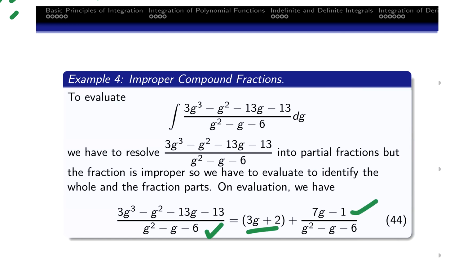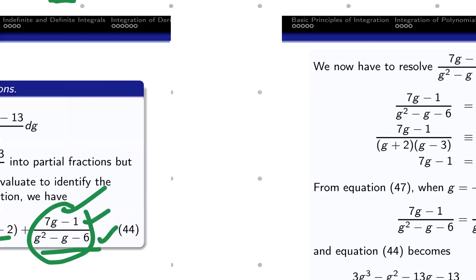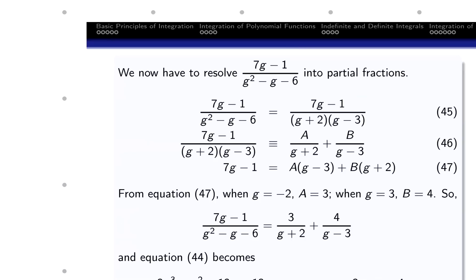So now this is the whole number. This is now a proper compound fraction again, because I can already see that of course we can't divide. We have to really still resolve this further. So that's what we are doing next. Let's go take care of that. We have taken care of the whole number part, which is already 3g plus 2.